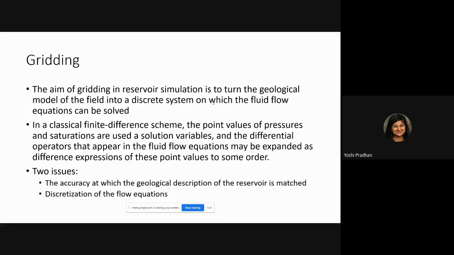Now I'll talk a little bit about gridding. The aim of gridding in reservoir simulation is to turn the geological model from the field into a discrete system on which the fluid flow equations can be solved. In classical finite difference schemes, the point values of pressures and saturations are used as solution variables, and differential operators that appear in the fluid flow equations may be expanded as difference expressions of these point values to some order. So there are two issues: the accuracy at which the geological description of the reservoir is matched, and the discretization of the flow equations.